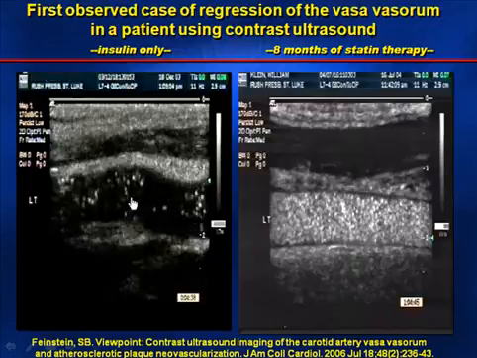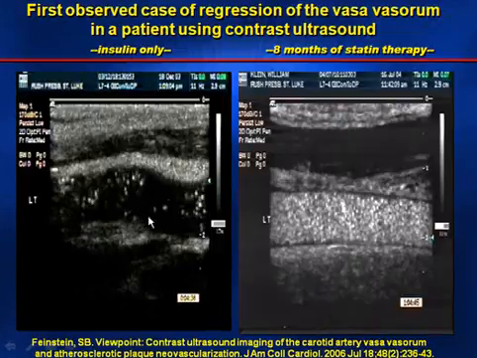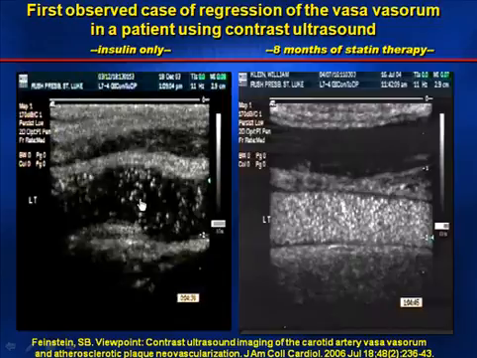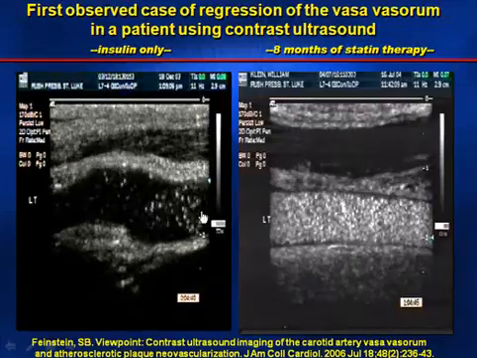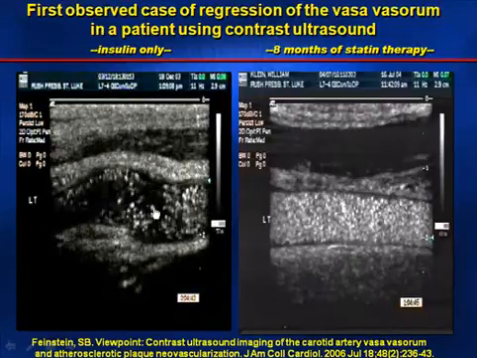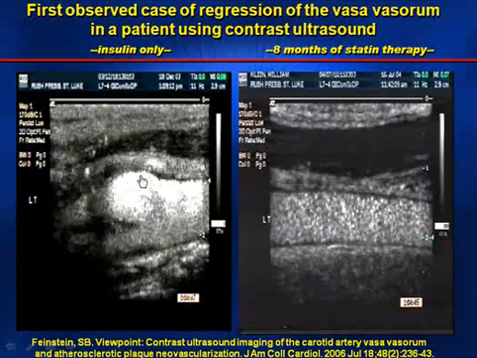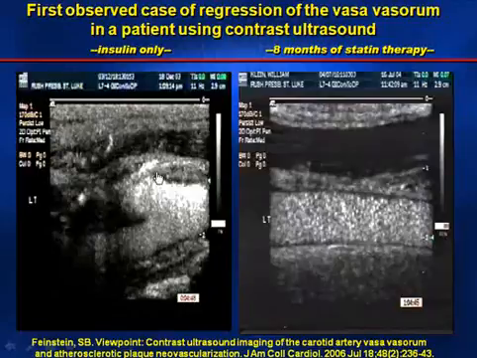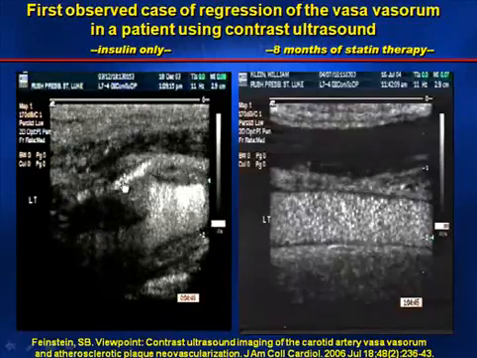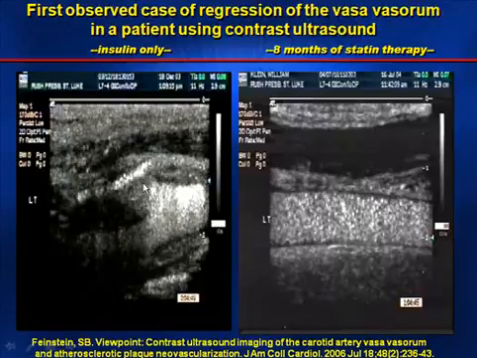The next image is a patient of mine who's a 53-year-old diabetic gentleman, not on a statin. On the left, in real time, you can see the common carotid artery. You can see the contrast entering. And if you will note, at the bifurcation, there's an exceedingly bright signal which indicates the vasa vasorum over the bifurcation.